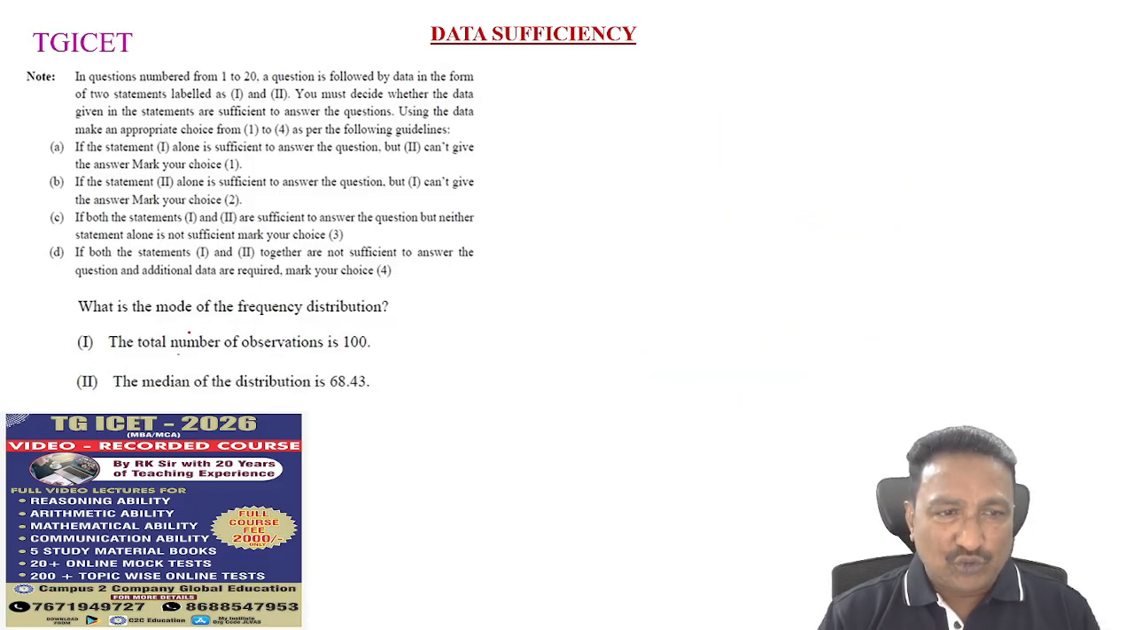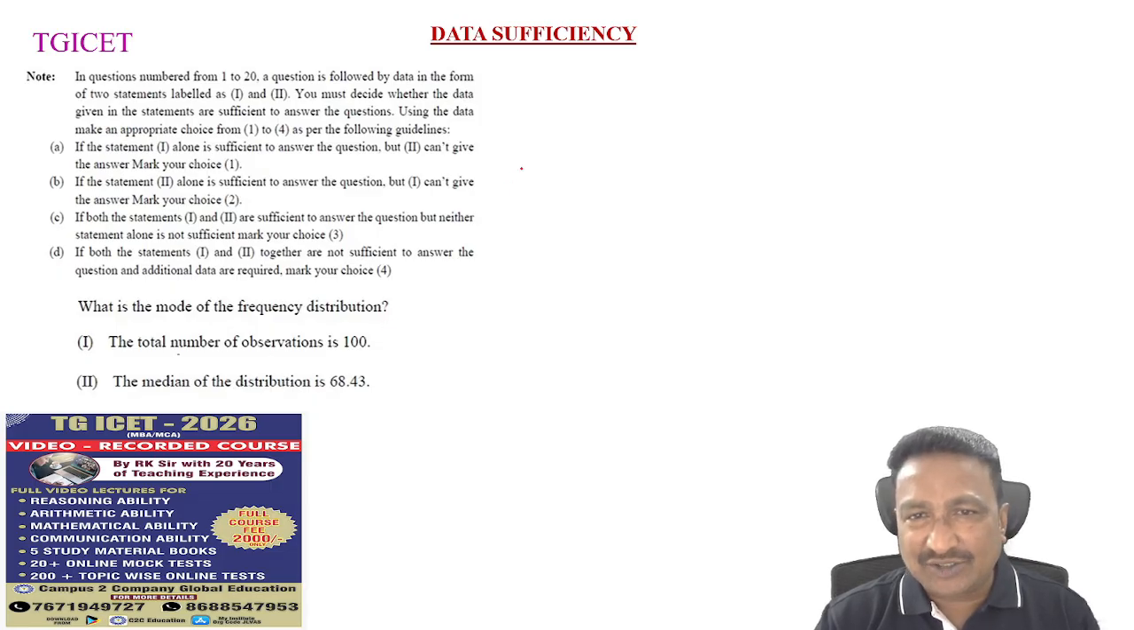Now look at the next question. What is the mode of the frequency distribution? So guys, from statistics you will get 7 questions. Among the 7 questions, there is one question related to mode and another question related to the mode of a distribution. So we have to have an idea about mean, median, mode. Here they are asking what is the mode of the distribution. We can find the mode as the number which is repeating the most number of times, right? Here they gave the total number of observations.